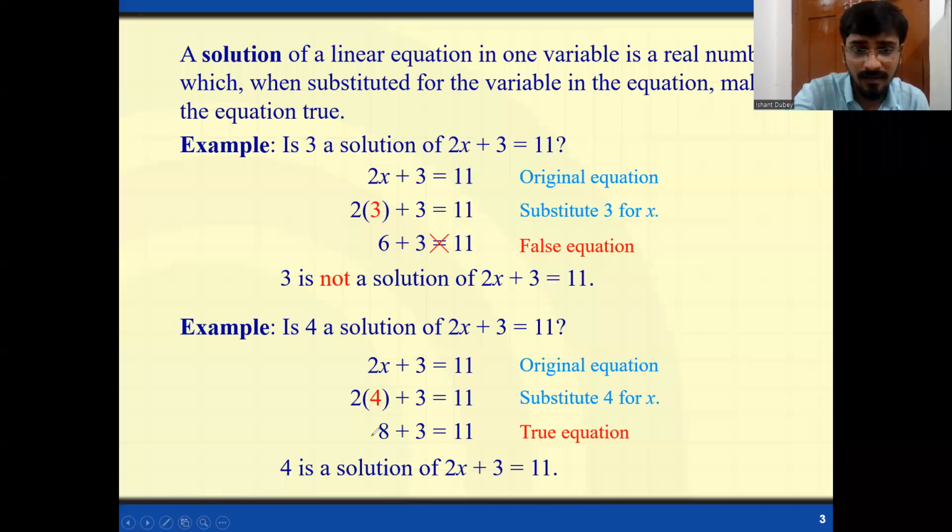So I can say both sides are equal. Here this is the left hand side, and this one is the right. Both are equal, so I can say it is true, right? So I can say 4 is the solution of 2x plus 3 equals 11. Is it clear? Fine. Any doubt?